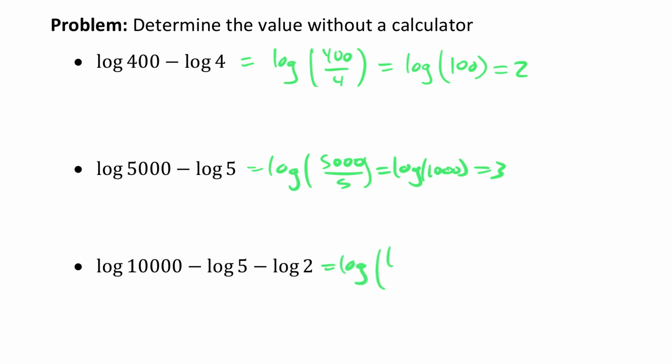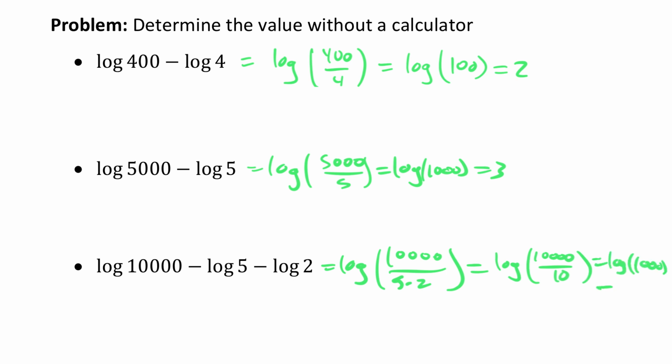Here we'll have log of 10,000 divided by, well, both of them are subtract, so both of them go on the bottom for the division. It's going to give you log of 10,000 divided by 10, which is log of 1,000, which is 3.